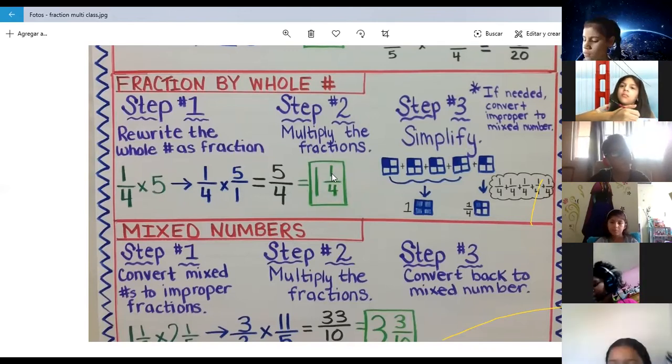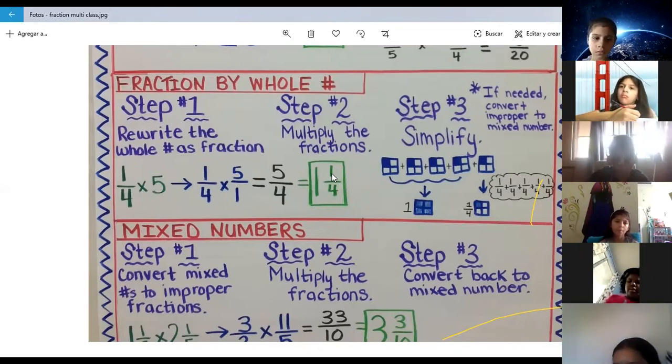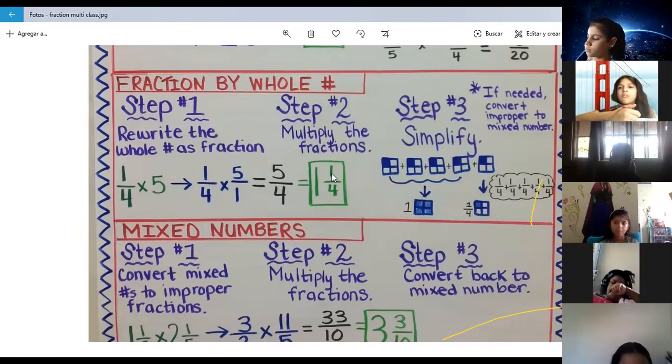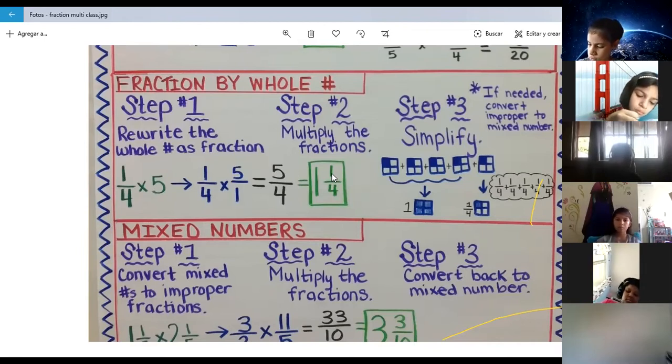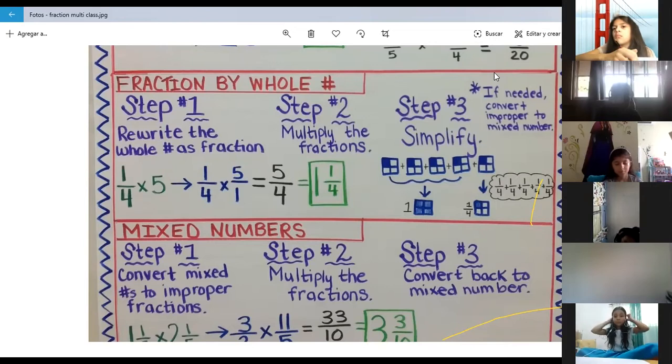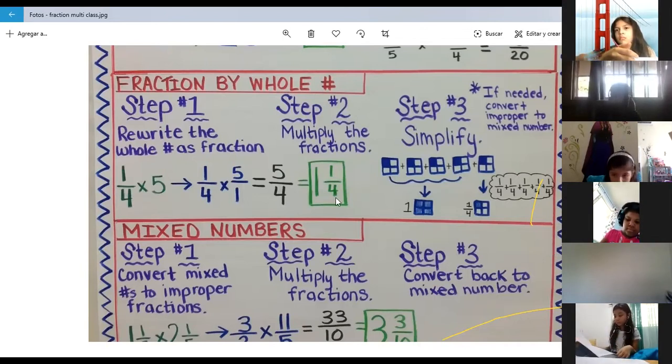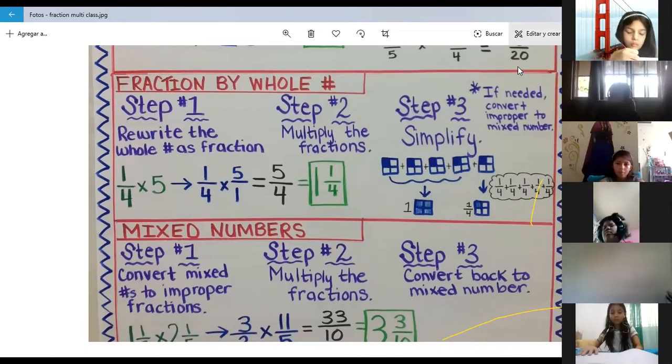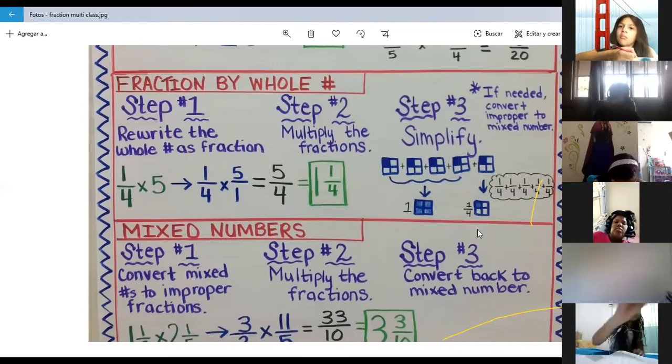Rewrite the whole as a fraction, multiply the fractions, and simplify. That's all. Simplify if it's possible. En este caso no se podía simplificar. But if it's possible, you simplify. Okay? Copy the numbers that you have here. Teacher, one question. The step number 3 in fraction by whole is simplify. And the step number 2 we have to multiply the fraction, pero no hay que copiar 1/4. Teacher, we copy all these steps, but only until 5/4. Exactly. Okay.